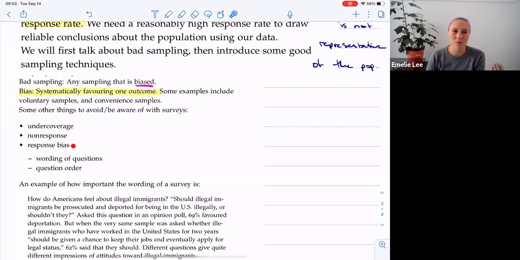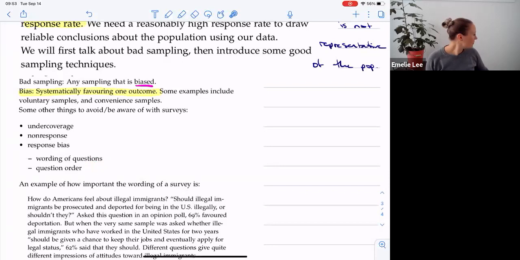Maybe you have response bias. That's something to look out for, right? If you're creating a survey, then you want to avoid response bias. And things to keep in mind there are the wording of questions and even the question order.